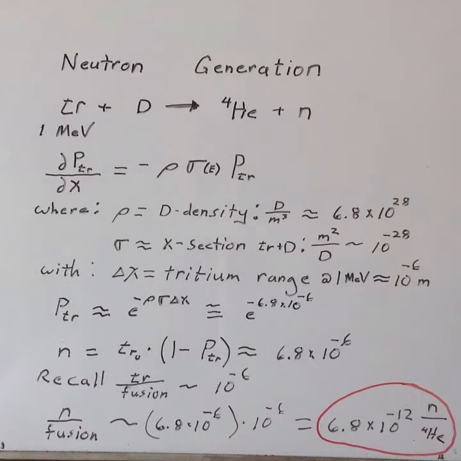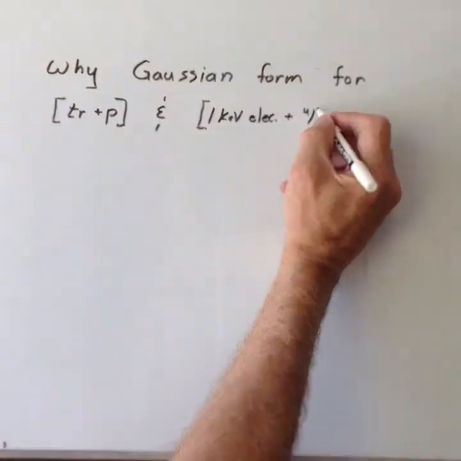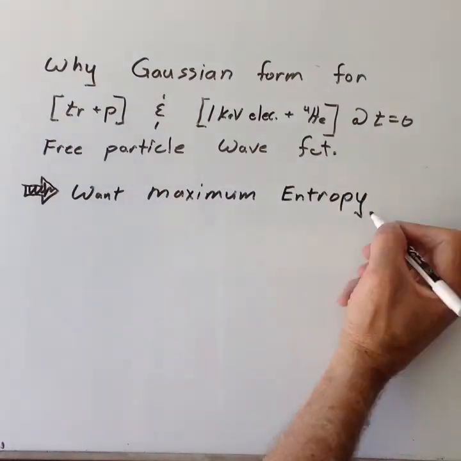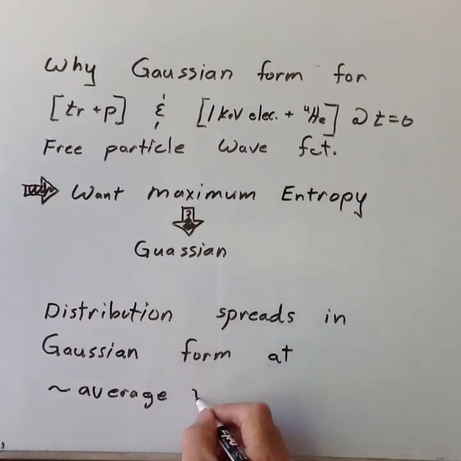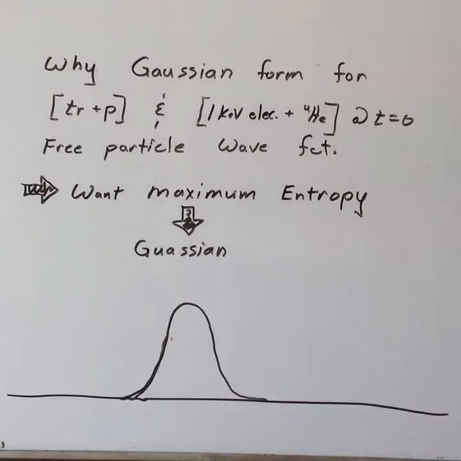Just a quick comment about using the Gaussian distribution for the particles involved with the energy loss. The waveforms are calculated so that the average energy is of the desired energy of the particles. The Gaussian is used because it has the maximum entropy for the confined particles with the given energy. The Gaussian distribution will spread at the average velocity of the particles, sort of as shown here.